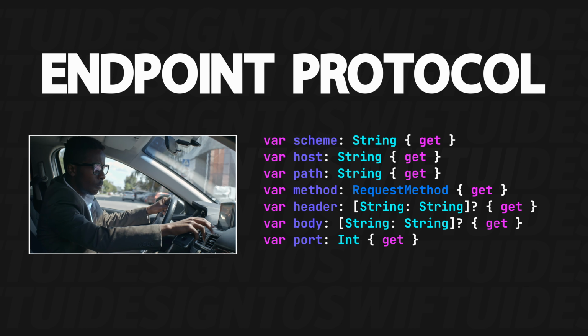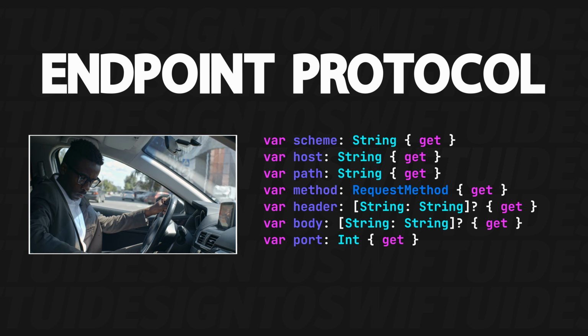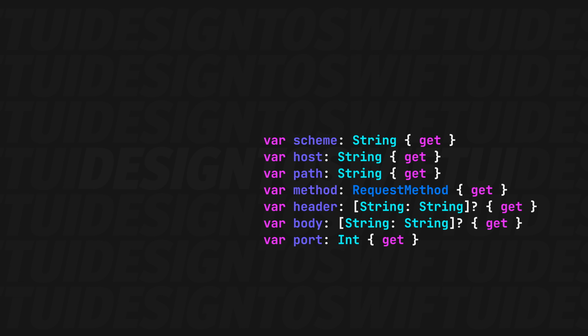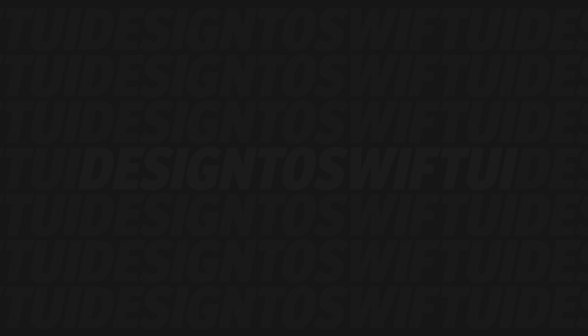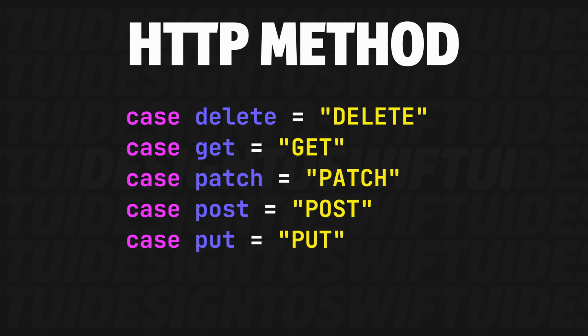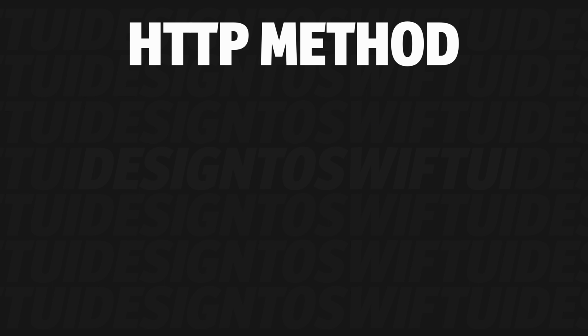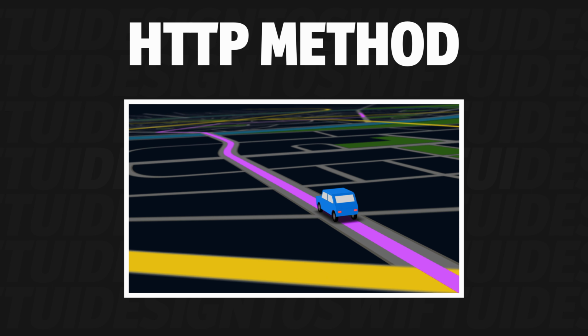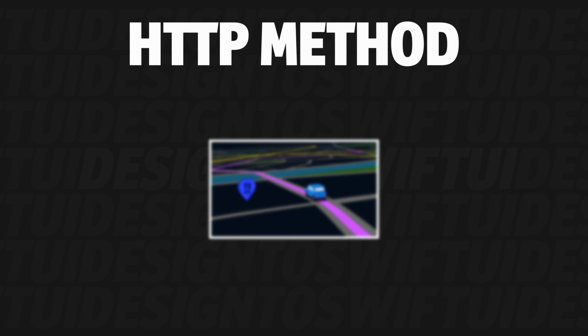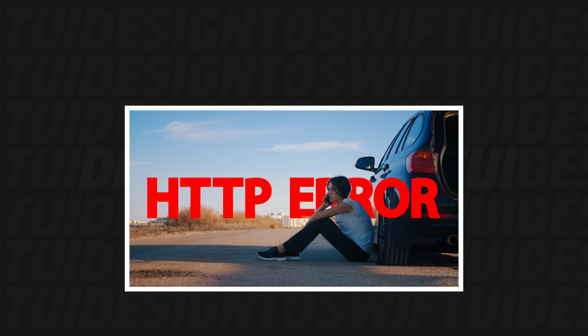Think of it as setting up your GPS before you start driving. It defines the address and method for your API request, guiding your app on where to fetch or send data. Next in line is the HTTP method. Once your GPS, or in this case, the endpoint protocol is set, the HTTP client takes over. It acts as your driver, knowing the route and handling the driving to fetch or send your data.